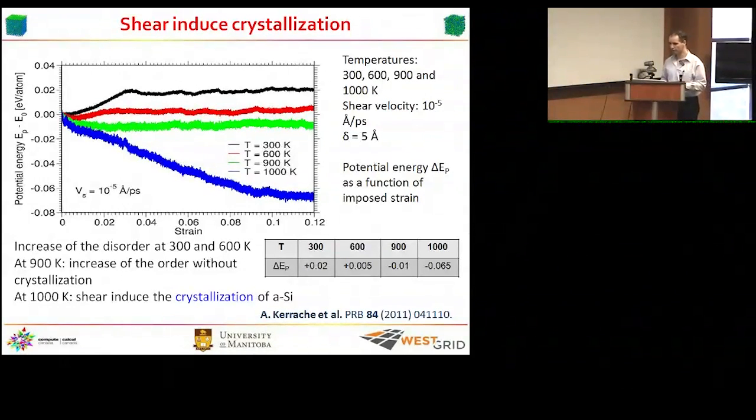This is related to some change in the phase of the system. This effect is more visible when we increase the temperature. For example, here at 1000 Kelvin, when we apply shear deformation, the potential energy decreases. This means that the system starts to crystallize.